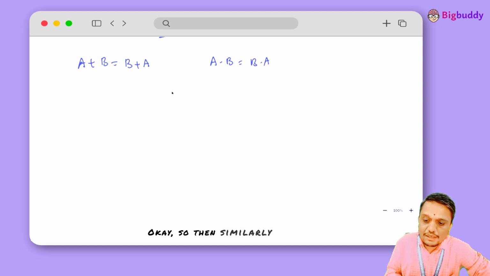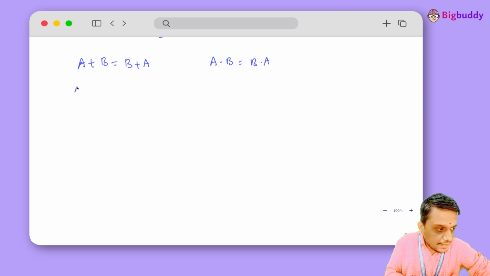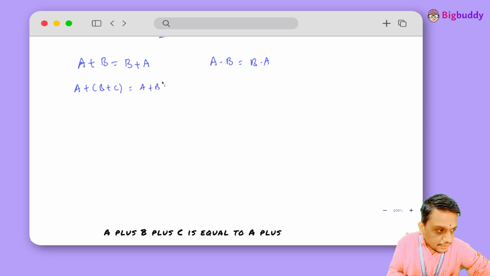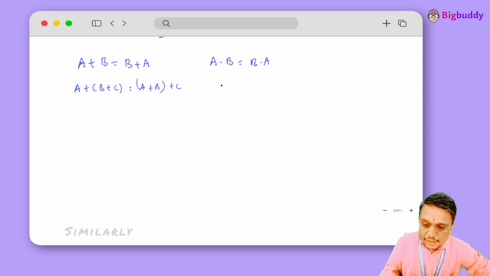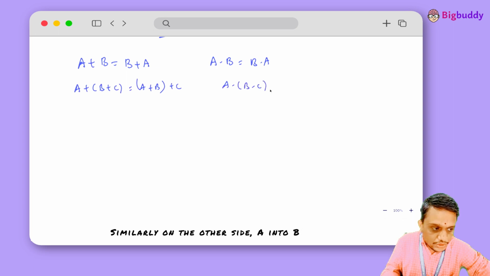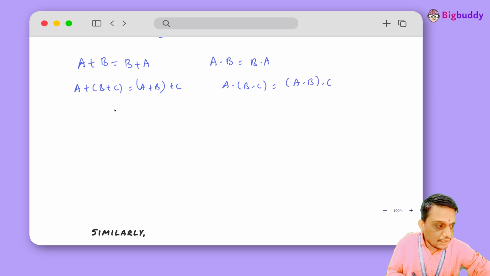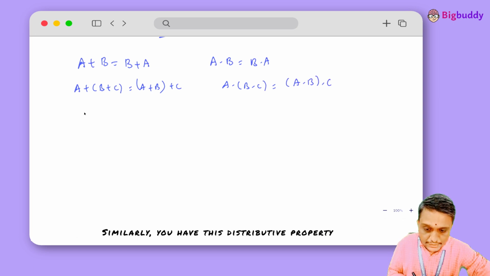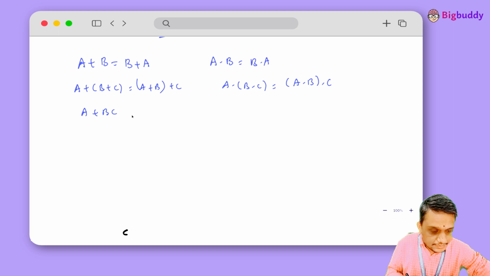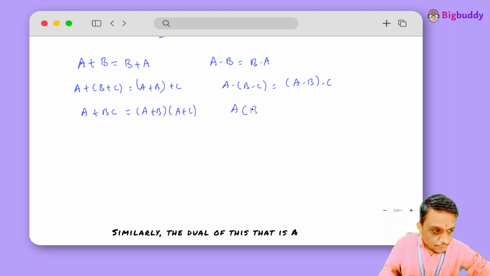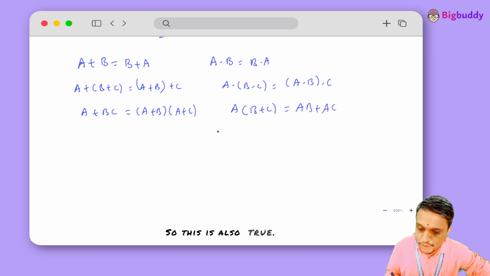Okay. So then similarly you have this associative property. A plus B plus C is equal to A plus B plus C. Similarly, on the other side, A into B into C is equal to A into B into C. Similarly, you have this distributive property, that is A plus BC is equal to A plus B into A plus C. Similarly, the dual of this, that is A into B plus C is equal to AB plus AC. So this is also true.